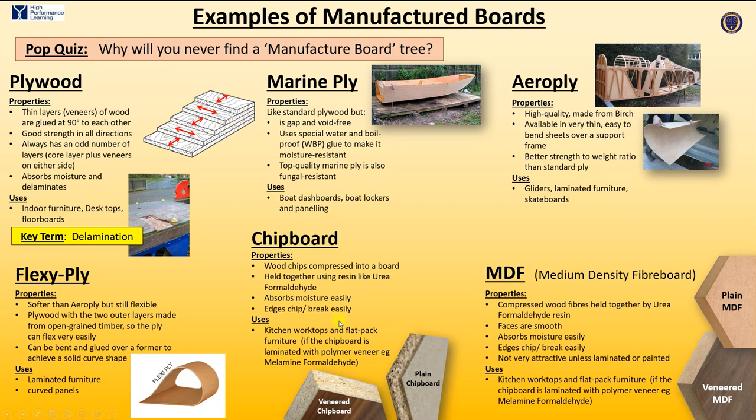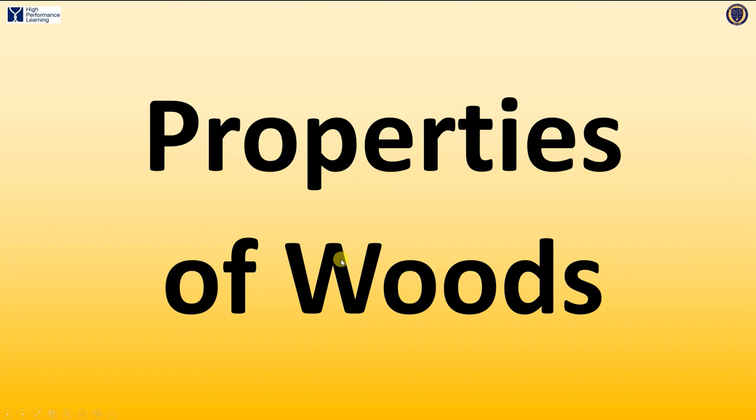Then we get chipboard, which is literally wood chips that have been glued and squashed together, and that is what a lot of your office furniture and school furniture is made of. It's got a plastic veneer on the outside and it's chipboard on the inside. And the last one is MDF, which is sawdust that has been glued and compressed together, and again usually has a protective plastic outside layer, and a lot of furniture is made that way.